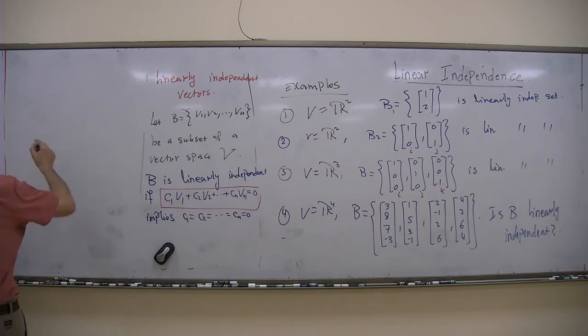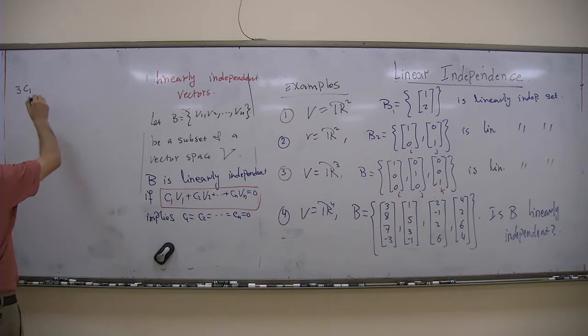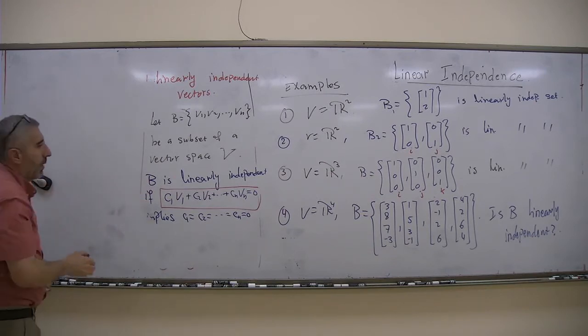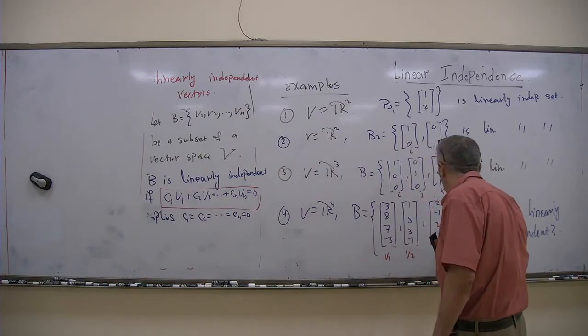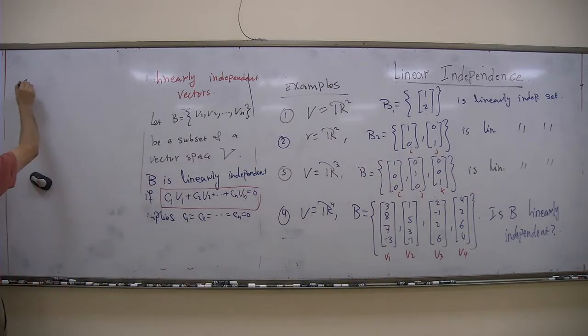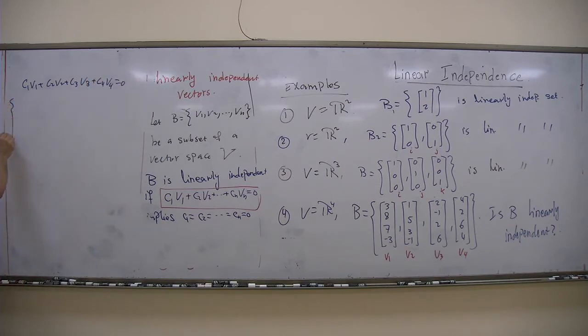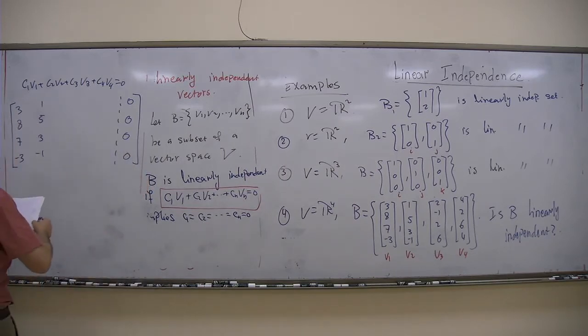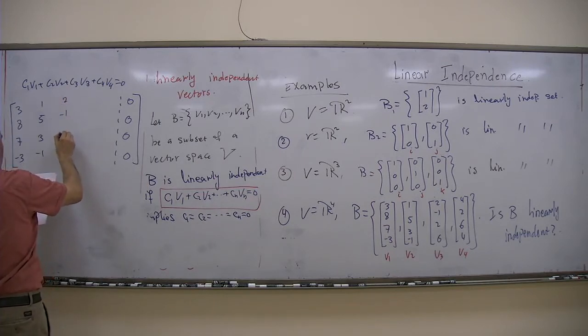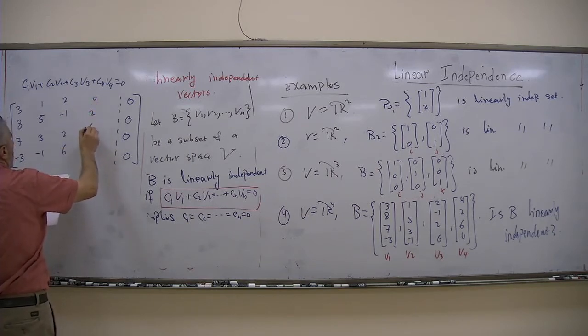All right, so what do we have here? Let me write all the details, V1, V2, V3, V4. So here we write C1 V1 plus C2 V2 plus C3 V3 plus C4 V4 equals 0. And then we decompose this into a linear system, or if you wish, you can write the augmented matrix right away. Let's do the augmented matrix right away. So here we have 0, 0, 0, 0, and we are going to have 3, 8, 7, negative 3, 1, 5, 3, negative 1, 2, negative 1, 2, 6, and here 4, 2, 6, 4.